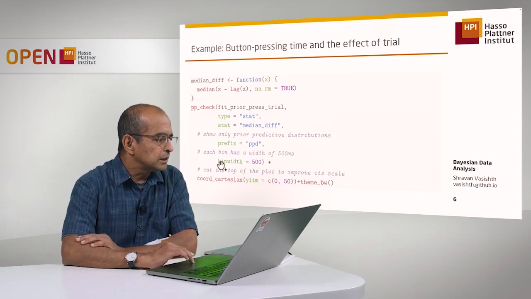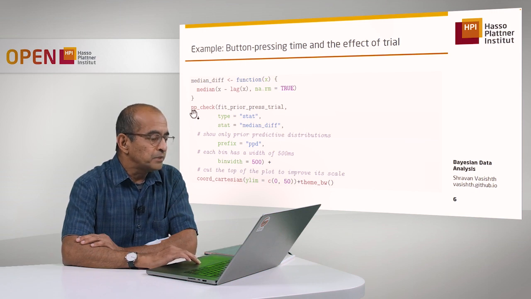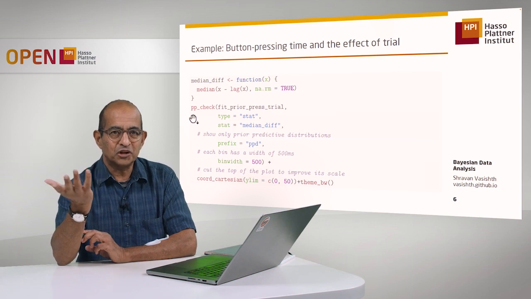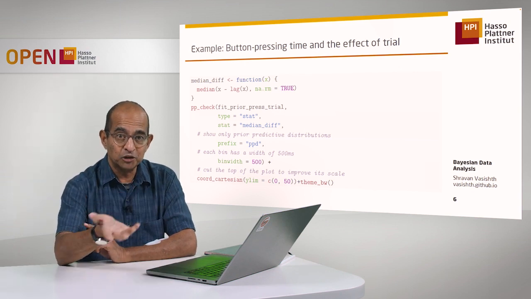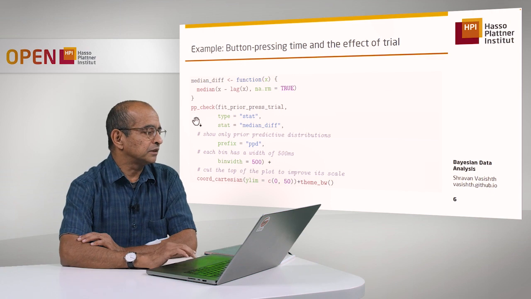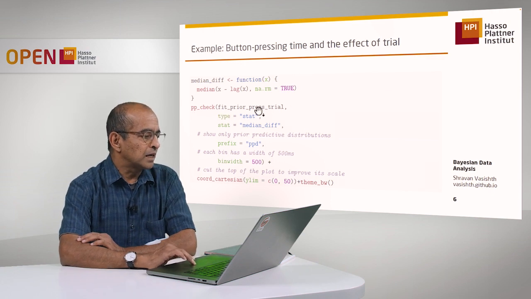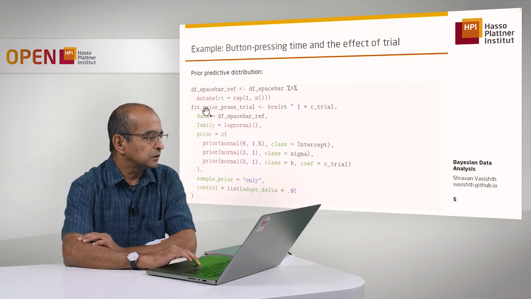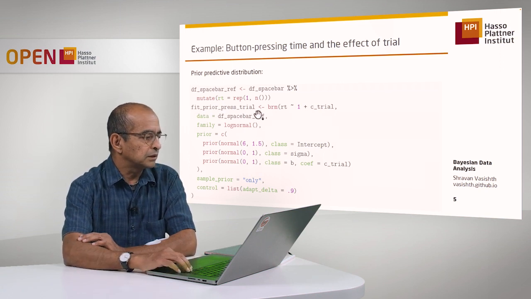So let's do this. So what I have is, this is the pp_check function that we've seen before. This can be either the prior predictive or the posterior predictive, depending on what you put into this function, right? So here what I've got is my fit_prior_press_trial, right? That was this function here, fit_prior_press_trial function object.